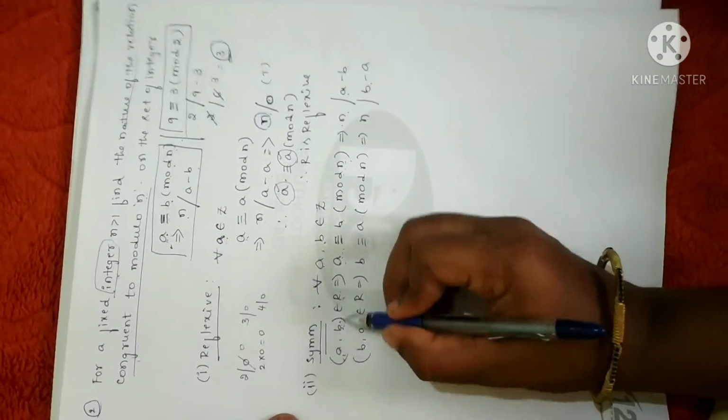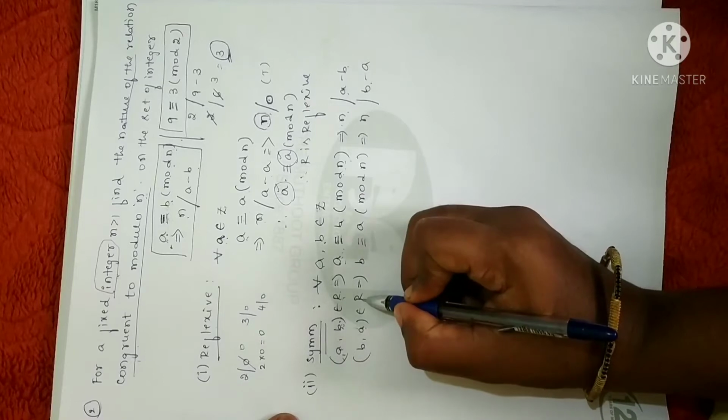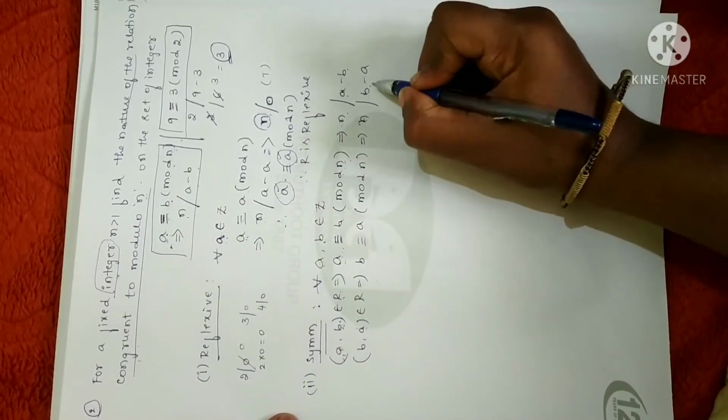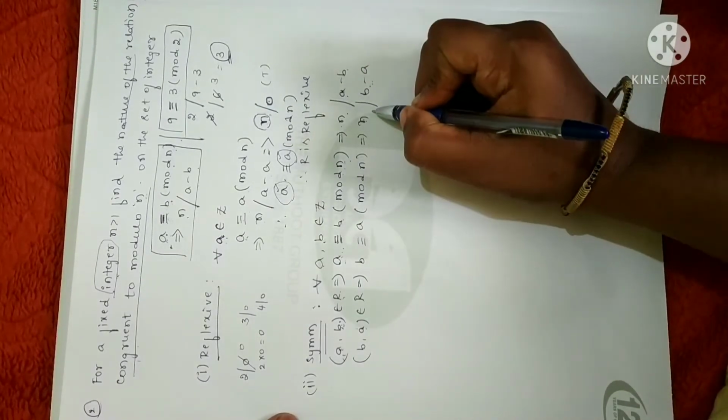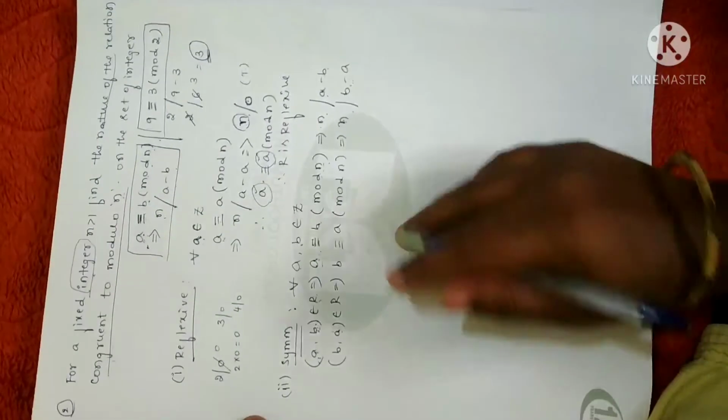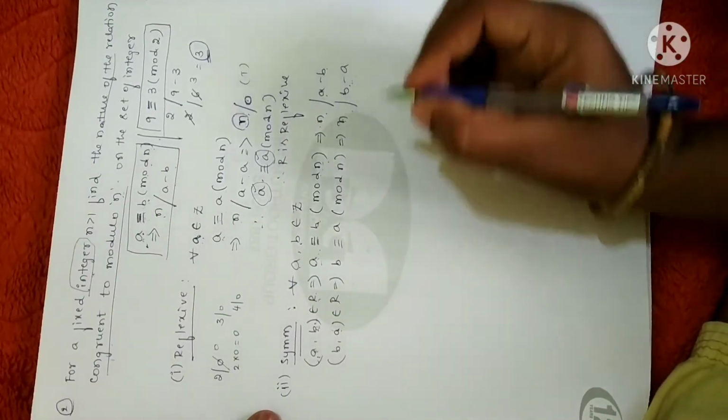If it satisfies the reverse condition, that is BA is also in R, then it must satisfy this condition. If it satisfies this, then we can say it is symmetric. Now I'll give you a simple counter example.